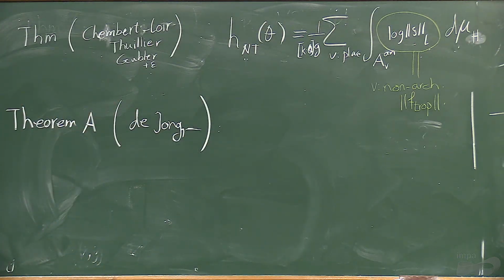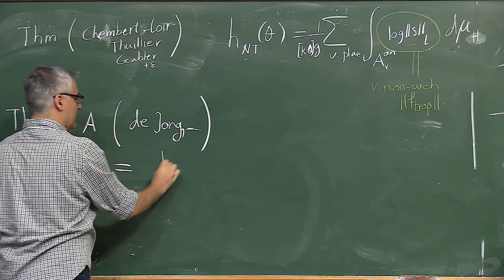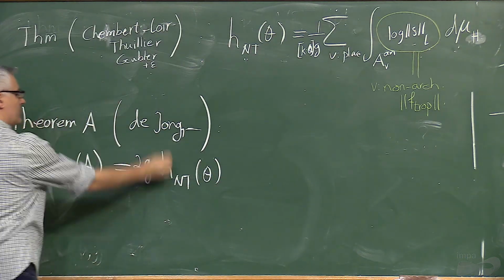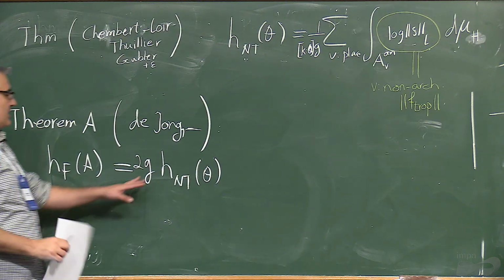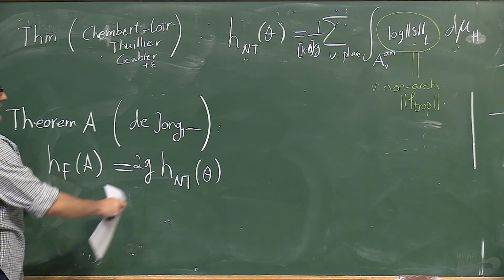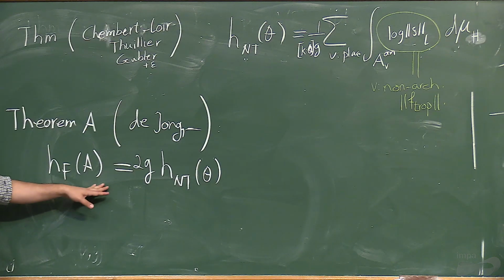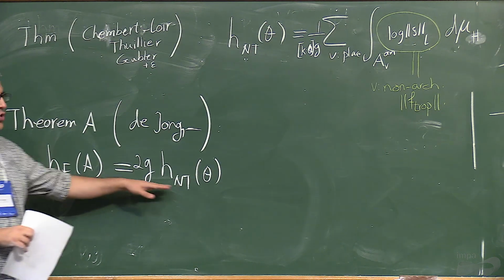It says the Faltings height wants to be the Néron-Tate height. For some reason you have to put 2g, but we have been making weird normalization choices anyway. This shouldn't bother you. And in fact, if I were over a function field and I had no places of bad reduction, this is a Riemann-Roch phenomenon. This follows from Riemann-Roch.